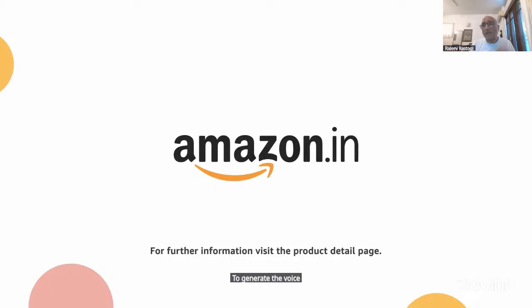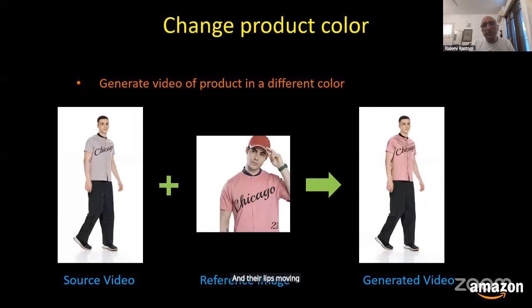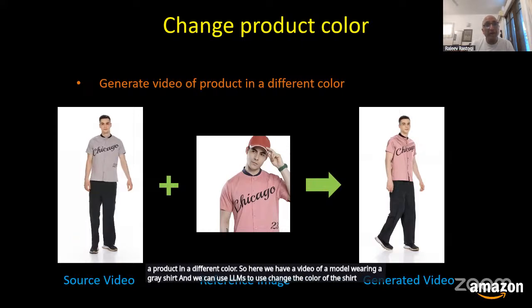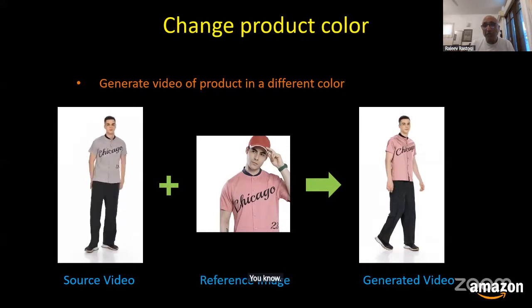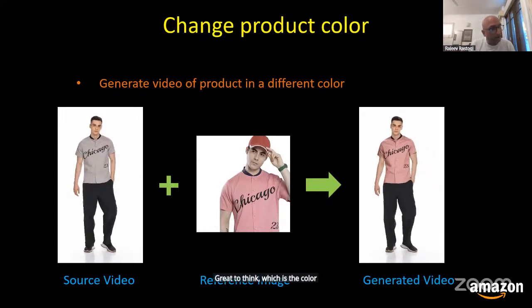I think one of the biggest challenges in the talking avatar was getting the lip sync right, with the avatar speaking and their lips moving. We've also used GenAI techniques to generate videos of a product in a different color. So here we have a video of a model wearing a gray shirt, and we can use LLMs to change the color of the shirt in the video from gray to pink, which is the color in the reference image, right?